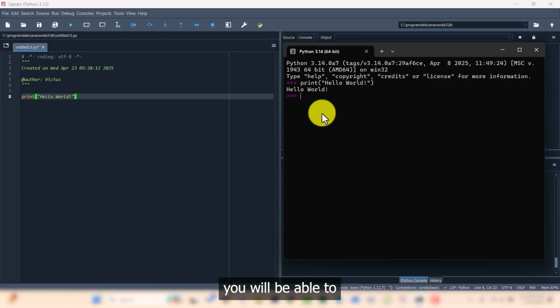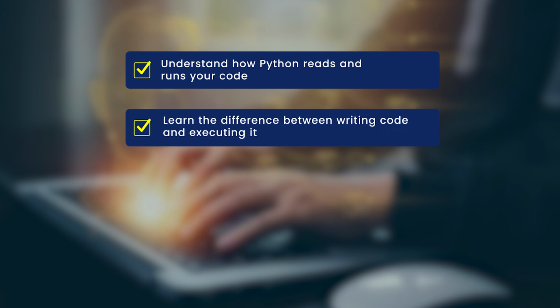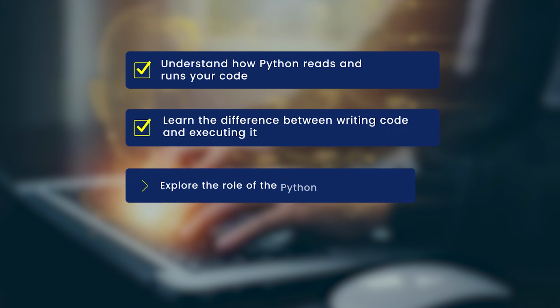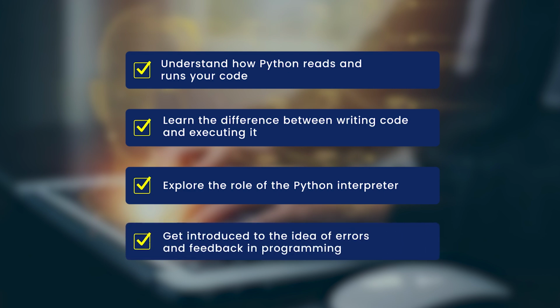Objectives of the lecture. By the end of this lecture, you will be able to understand how Python reads and runs your code, learn the difference between writing code and executing it, explore the role of the Python interpreter, and get introduced to the idea of errors and feedback in programming.